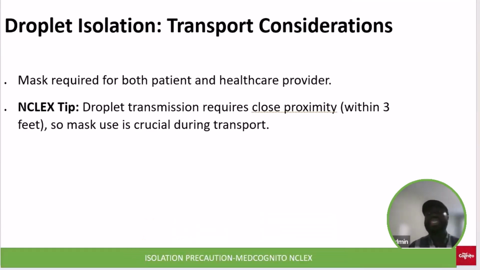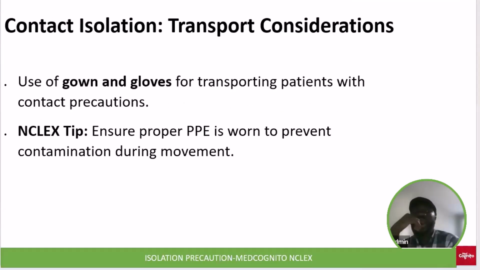And remember that we said that if the patient is on droplet isolation as well, the healthcare provider must make sure that within 3 feet of the patient, that person is properly covered. Now, what about contact isolation? You've got to use gown and gloves for transporting patients with contact precautions, and ensure proper PPE is worn to prevent contamination during movement.